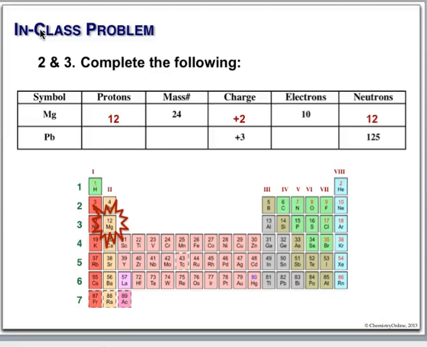All right, lead. Step one, we have to find it. Lead is going to be down here. Its atomic number is 82. Therefore, how many protons does it have? 82. Now, if it also has 125 neutrons, you have to add these up, don't you? 207 as our mass number. Now here, we have a plus 3 charge on this. That means it has 3 less electrons than it does protons. So we're going to start at 82, take 3 away, and we get 79.